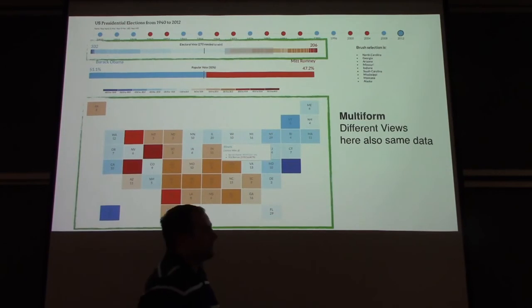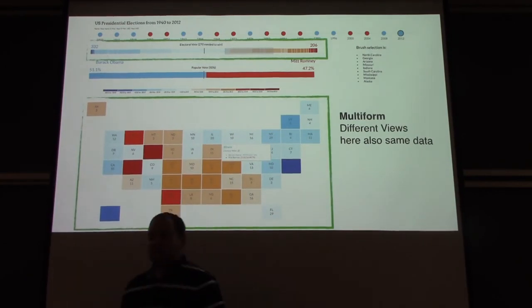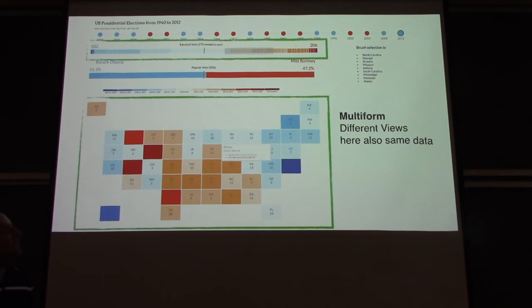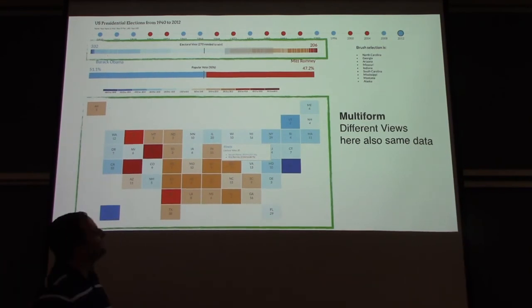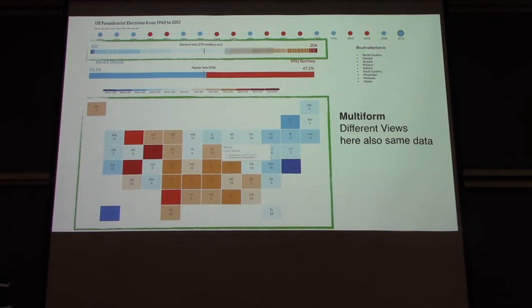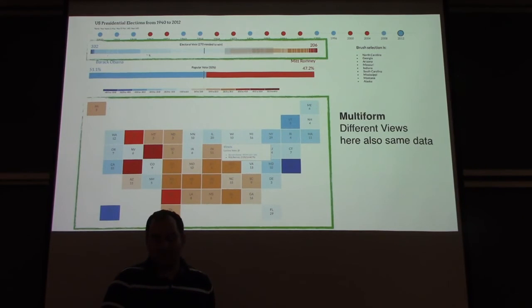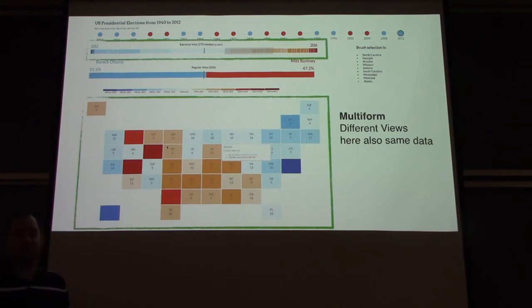This is going to be homework 6. And this is an example of where we use multiform to encode the same data. So for homework 6, we will be visualizing the Obama and Romney presidential election. And so we have two times we encode the same thing: how did the various states vote? So this is up on top here in this stacked bar chart, and then here on the map. So we use two different views to show something different.